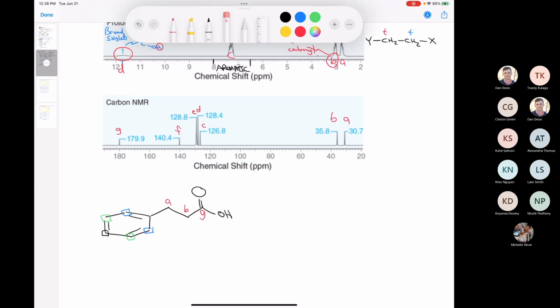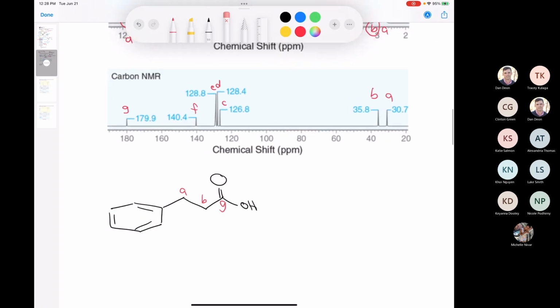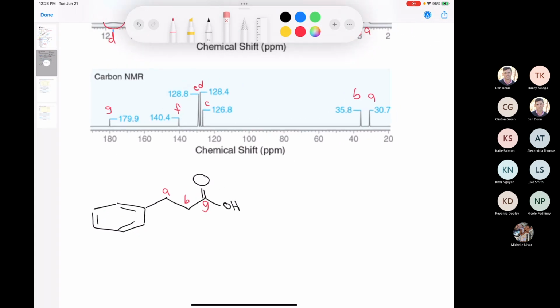So let's see here. Let me just remove these here. Just as an aside, when you have something like F where it's really small, you see how it's a very short peak height? Oftentimes that can mean it's got no hydrogens attached to it. So I would say that F is going to be this one here. And C is also really small. It's only got one hydrogen attached to it.